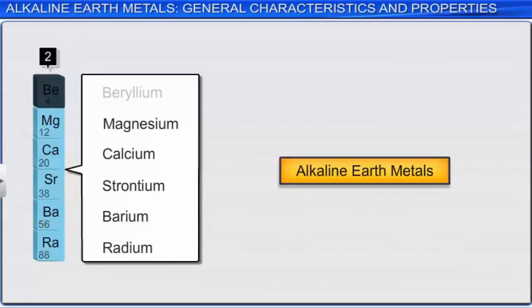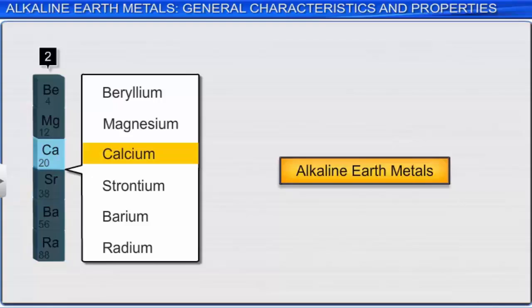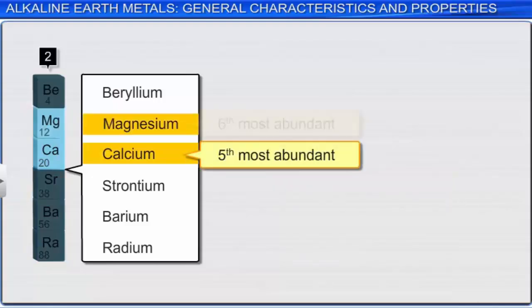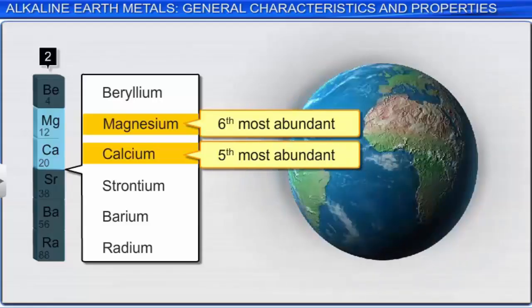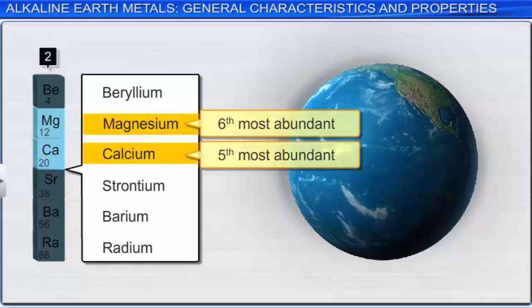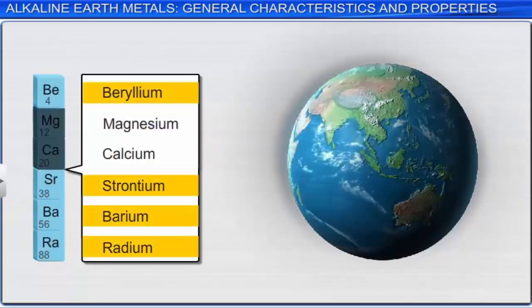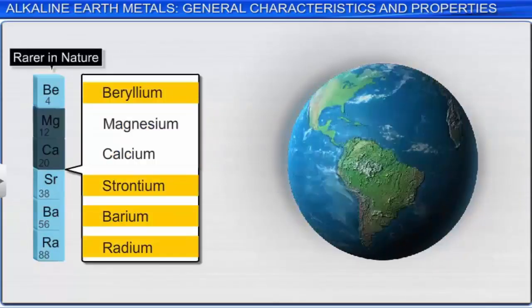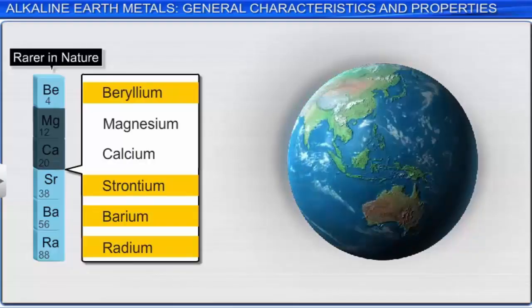The most abundant elements in Group 2 are calcium and magnesium. They are the 5th and 6th most abundant elements in the Earth's crust. The other Group 2 metals are significantly rarer in nature. Oxide compounds of Group 2 elements are found in the Earth's crust.